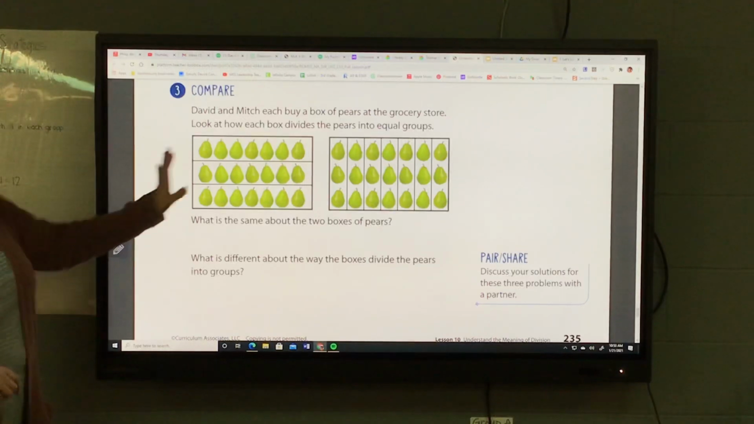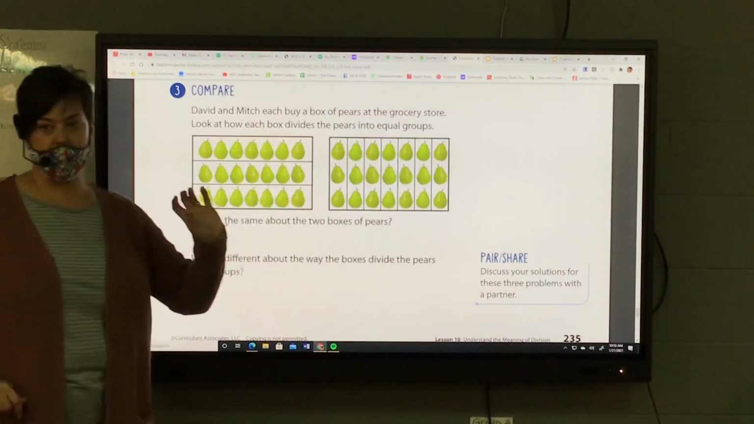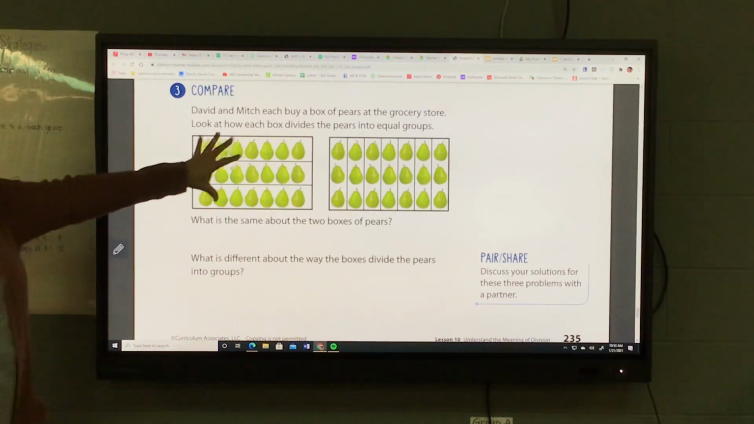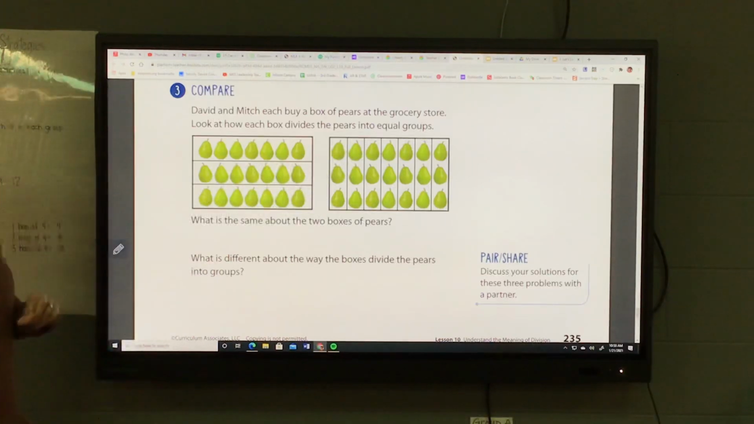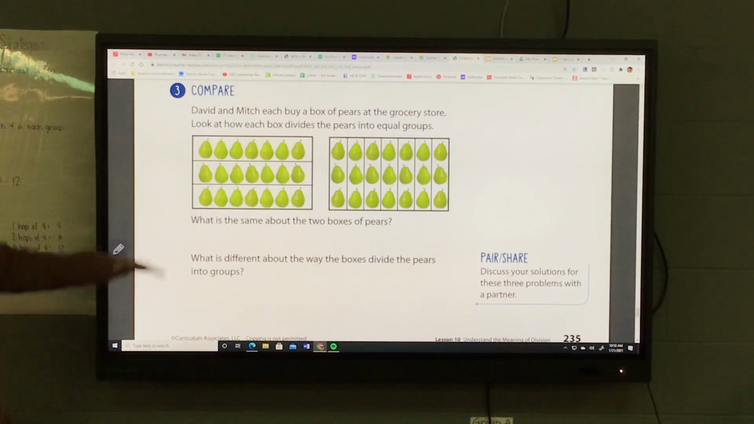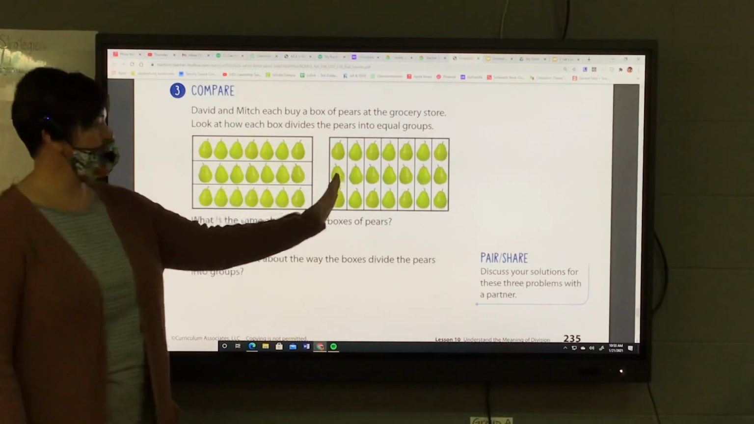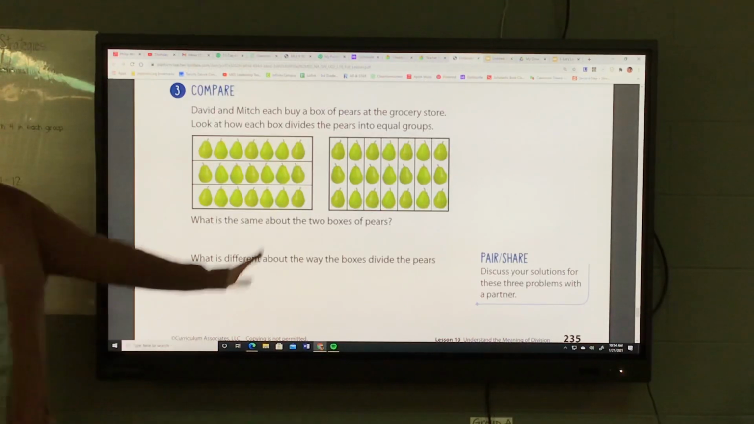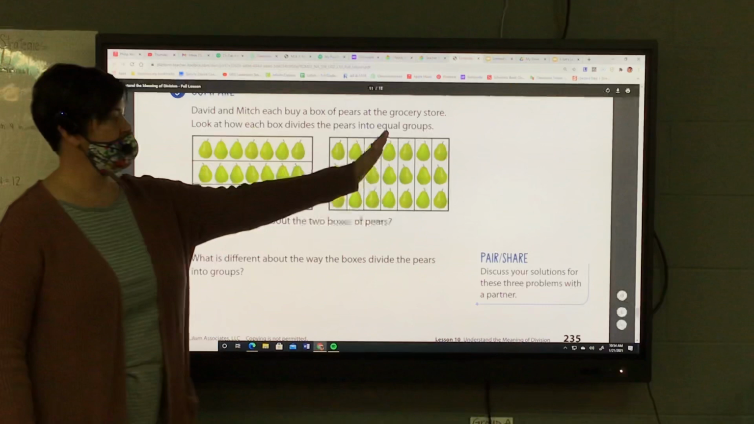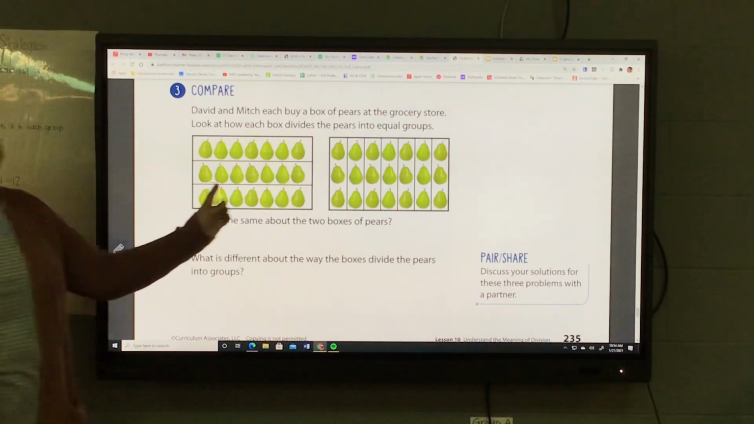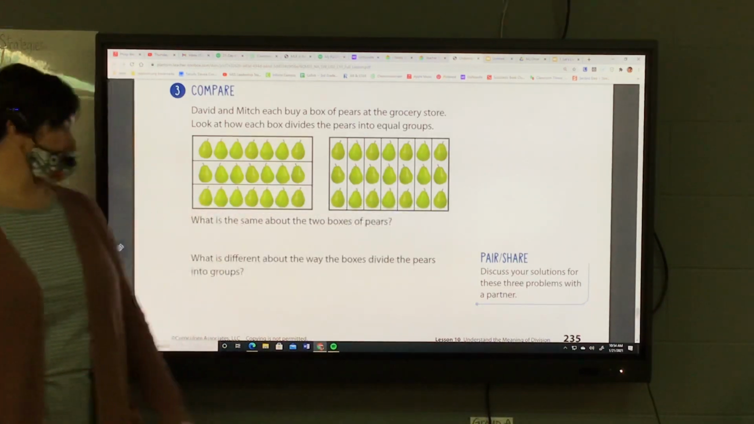So part 3 has to do with the pears that we see here. David and Mitch each buy a box of pears at the grocery store. Look at how each box divides the pears into equal groups. How many equal groups are there here? 3. How many equal groups are there here? 1, 2, 3, 4, 5, 6, 7. So this one has 3 equal groups. That one has 7 equal groups.